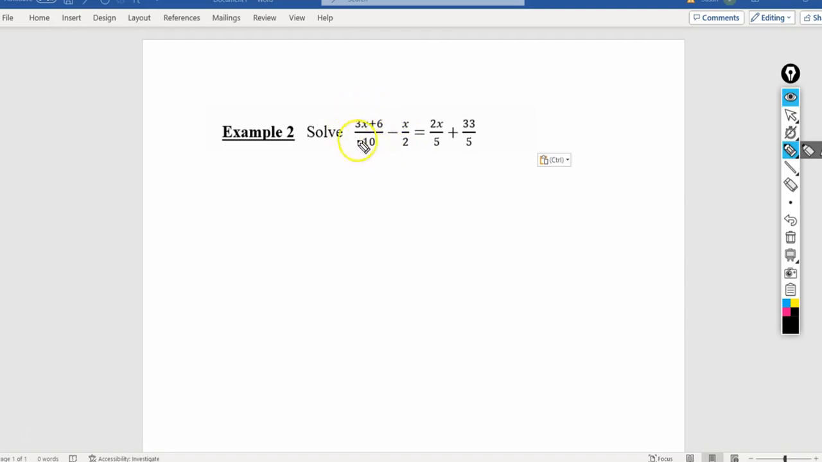But notice here I have a 10 in the denominator. If I multiply that one by 10, that's gone. If I multiply this one by 10, then I will no longer have a fraction, and 10 divided by 2 is 5. If I multiply this one by 10, the fraction's gone. So 10 is 2 times 5, and so it's the lowest common denominator. And so I'm going to multiply everything by 10. Every term has to get multiplied by 10.